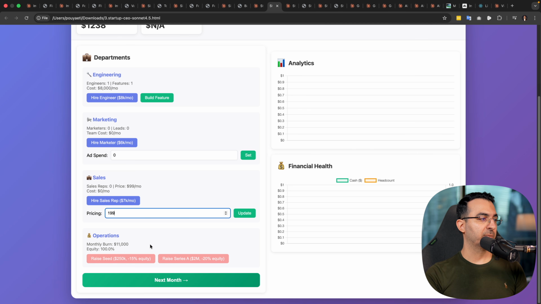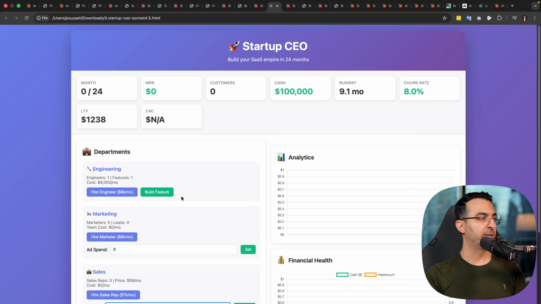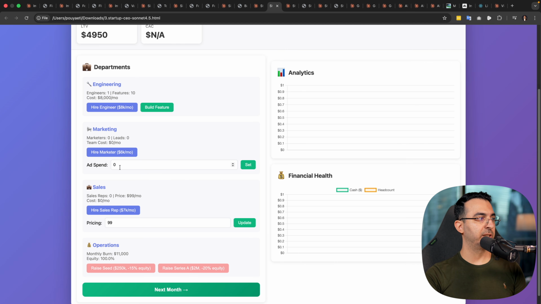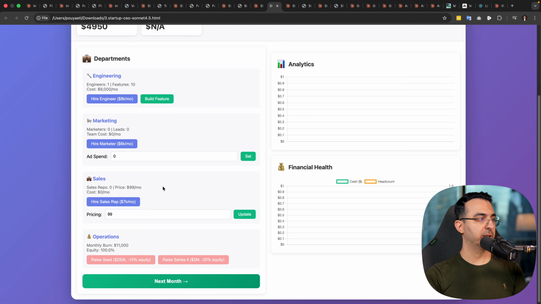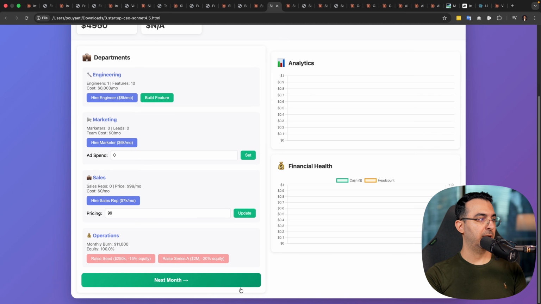We can find some investors and this way keep our company alive. Now let's click on build features. Let's say our software has 10 features, and we are spending no money on ads, no marketing, no sales. And let's move toward the next month.